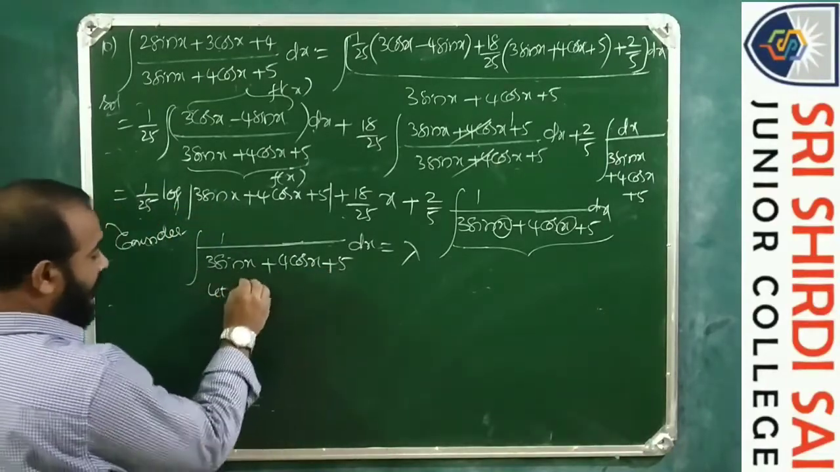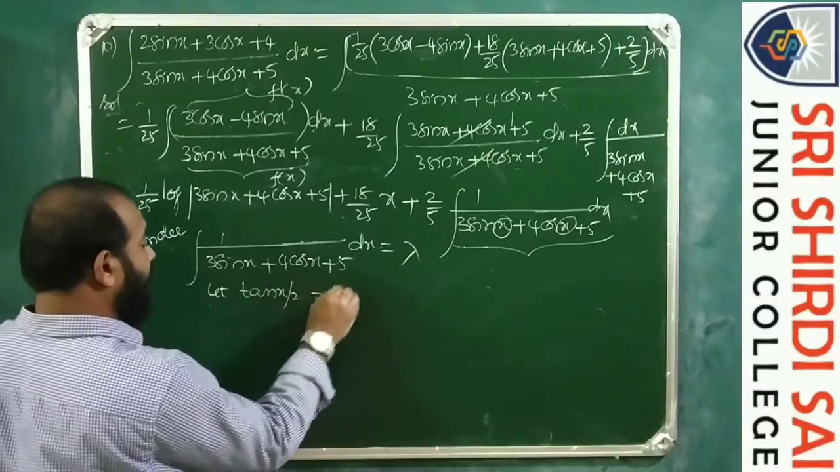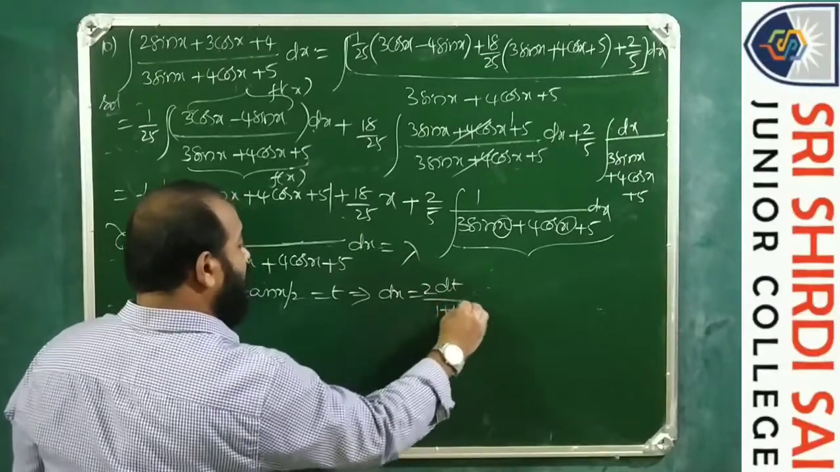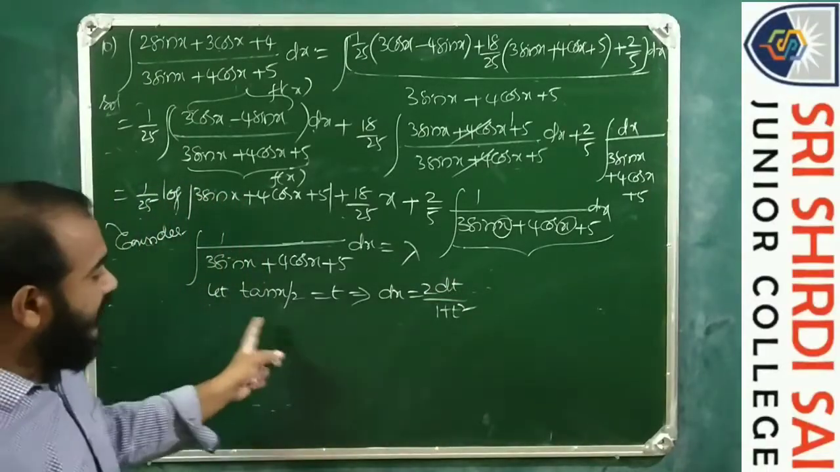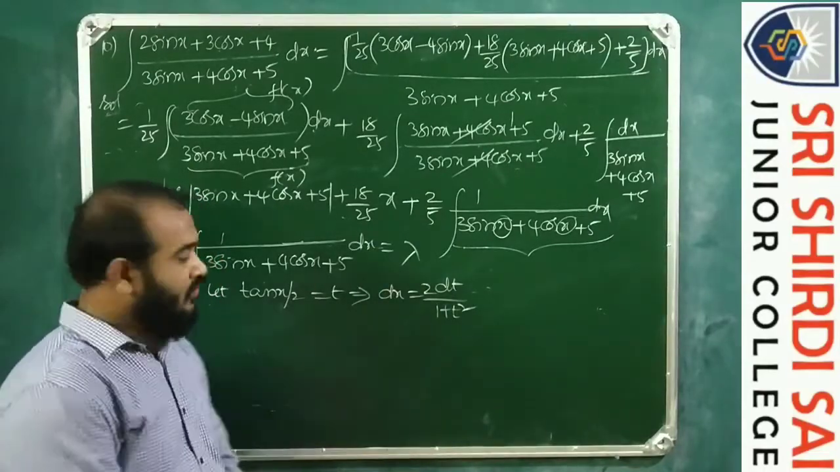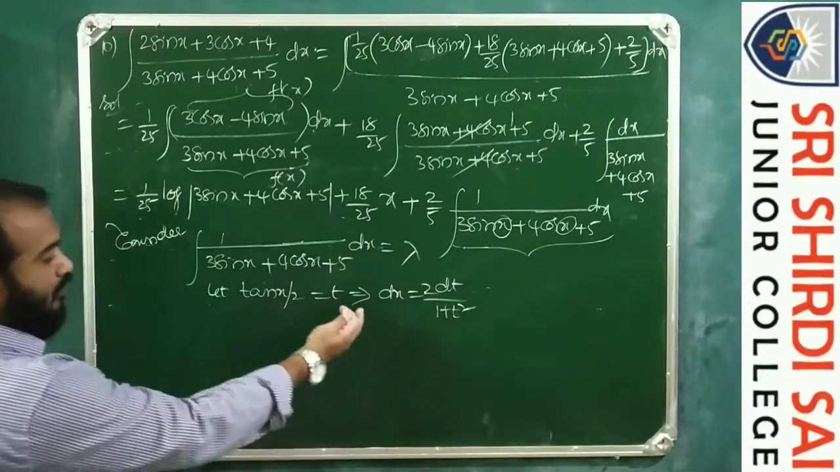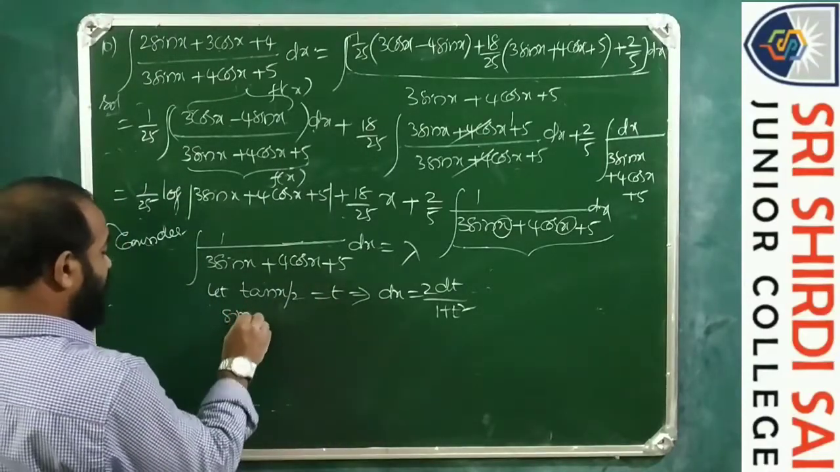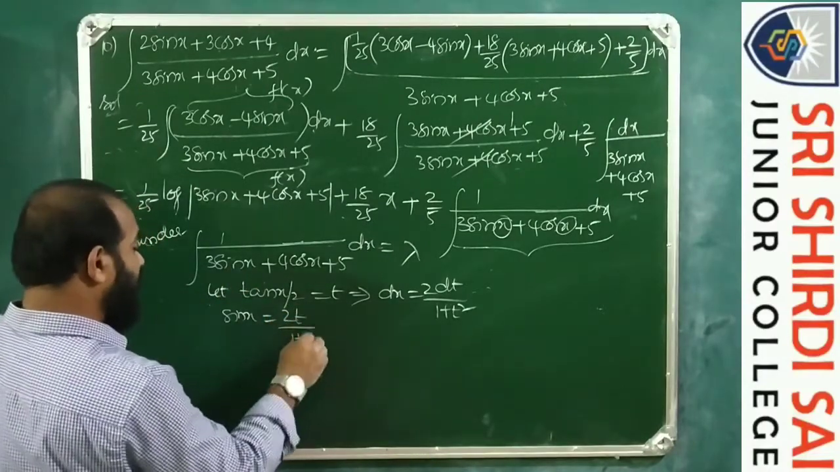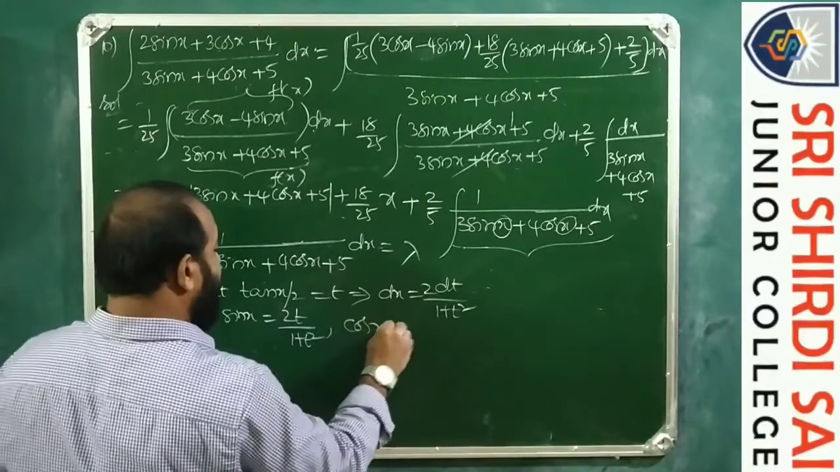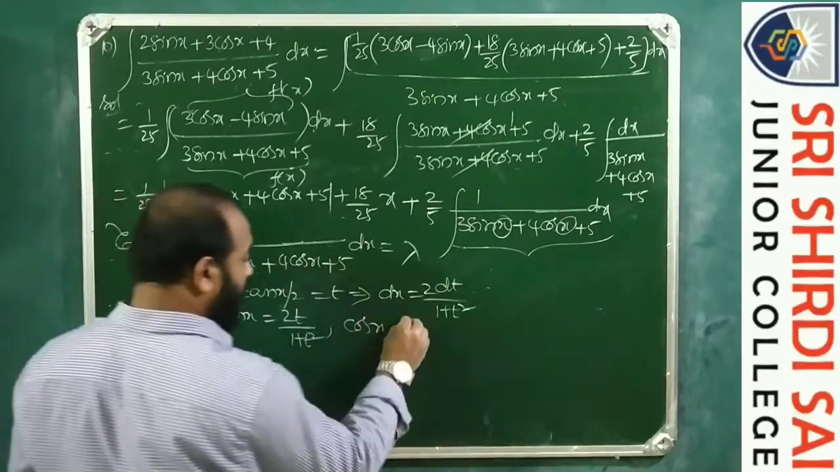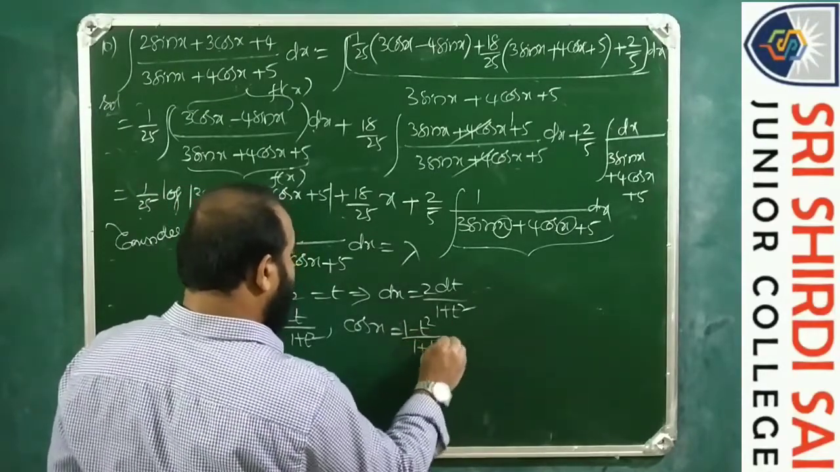So let tan x by 2 is equals to t. Then dx is equals to 2 dt by 1 plus t square. For the time being I am curtailing the steps. If you want this, then see the previous videos, previous problems. So sin x is equals to 2 tan x by 2 by 1 plus tan square x by 2, so 2t by 1 plus t square. And cos x is 1 minus tan square x by 2 by 1 plus tan square x by 2, which is 1 minus t square by 1 plus t square.